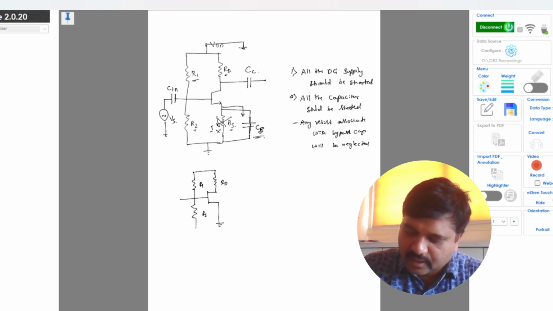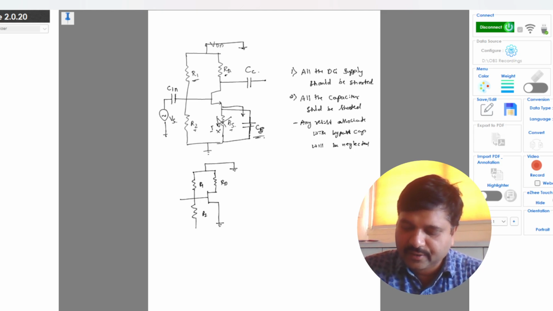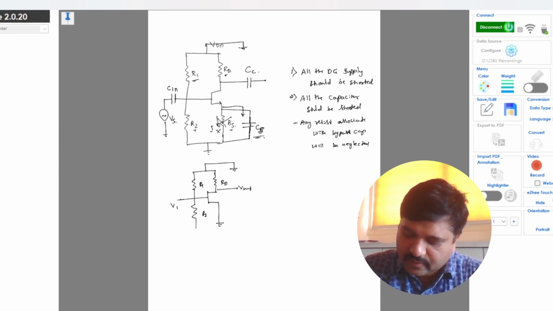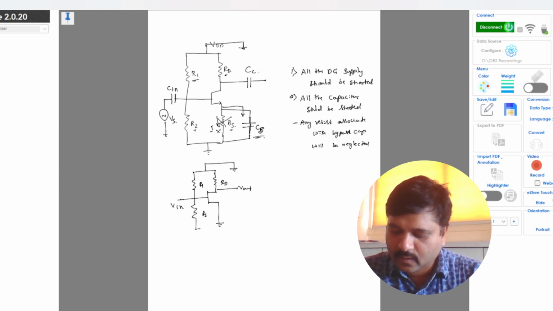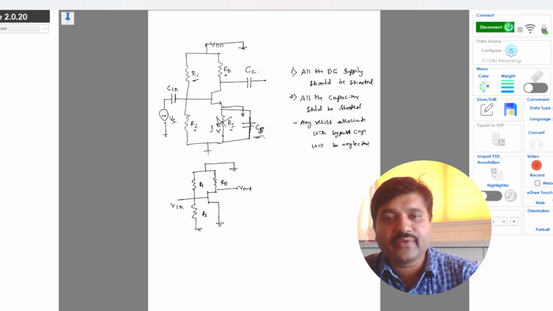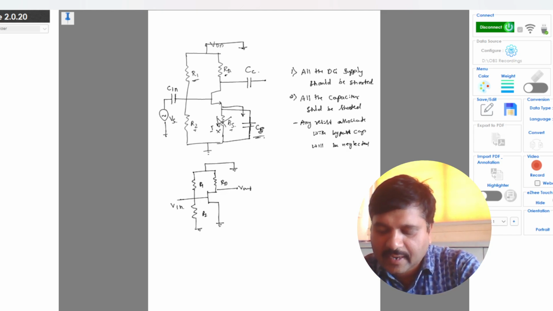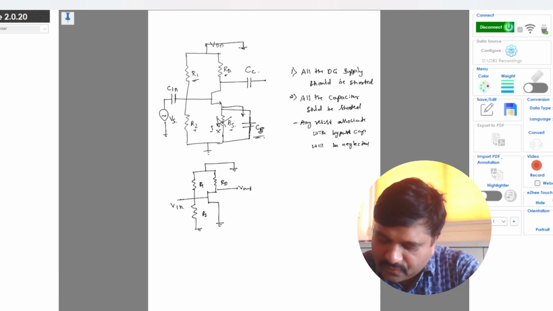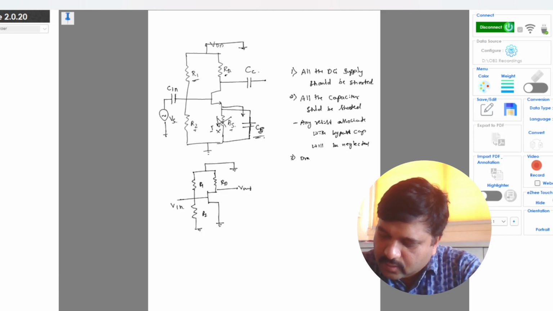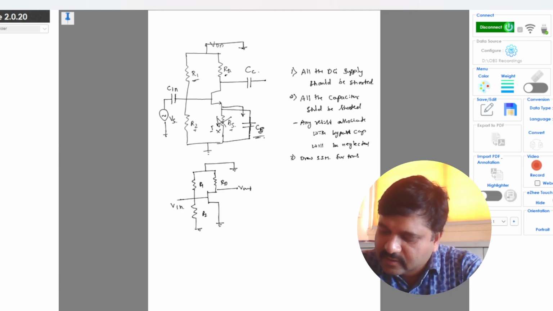All the capacitors are shorted and the DC supply is connected to ground, and this is your V out and this is your Vn. Okay, so this is the modified circuit. Now to represent the same using the small signal model, the third step is to draw the small signal model for the transistor.